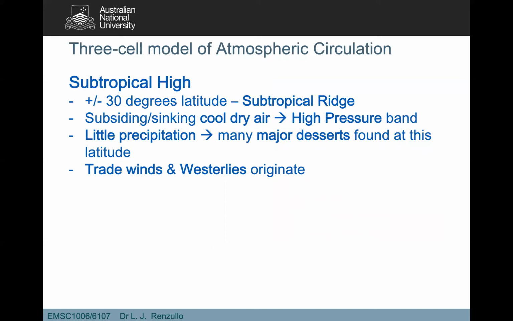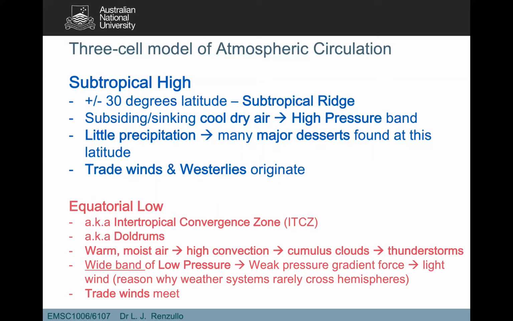Most of the moisture, as I said, in the air has been lost in the equatorial region. So it's no surprise that for a lot of these areas where you find the subtropical highs, you also find major deserts. We'll see that in a sec. But it's where the trade winds and westerlies originate. We'll talk about them later on.